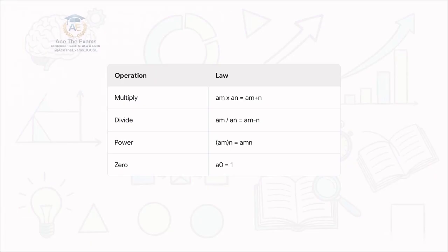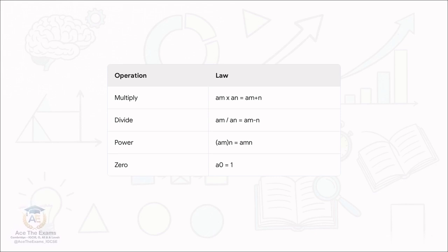And for our final set of tools, let's look at the laws of indices. These are the gears of algebra. When you multiply numbers with the exact same base, you add the powers. When you divide, you subtract the powers. A power raised directly to another power means you multiply those indices together. And crucially, never forget this. Any base raised to the power of 0 always equals 1.